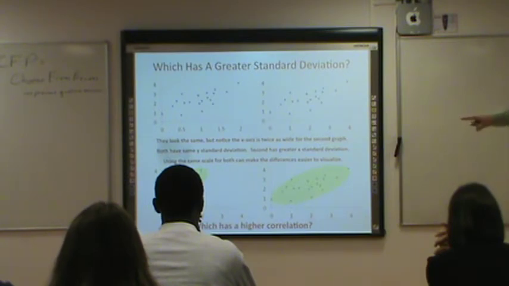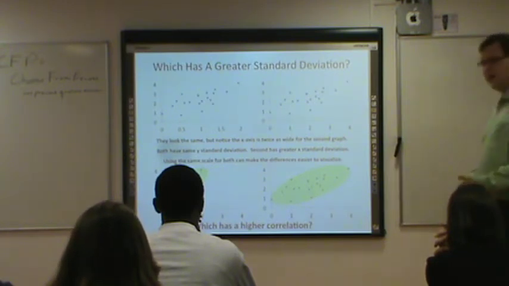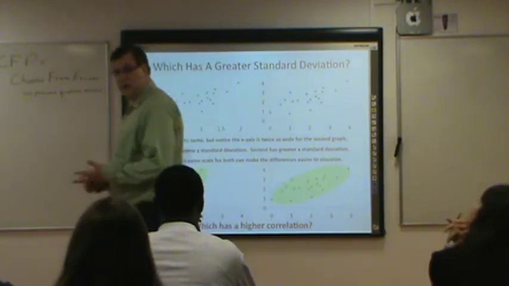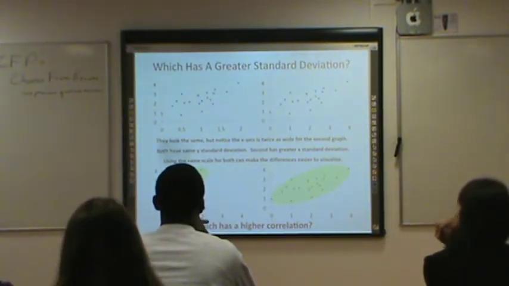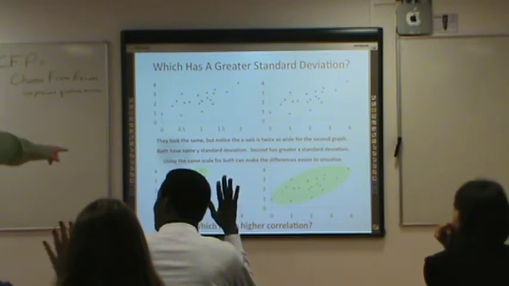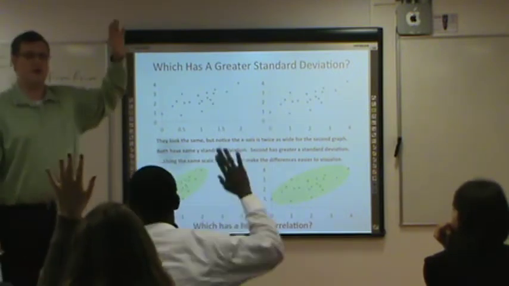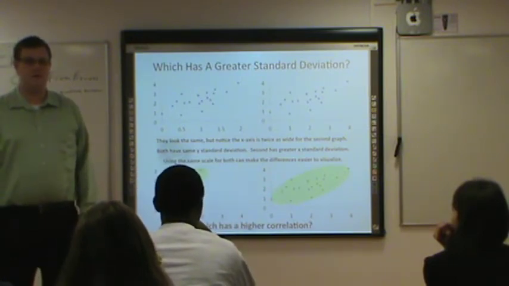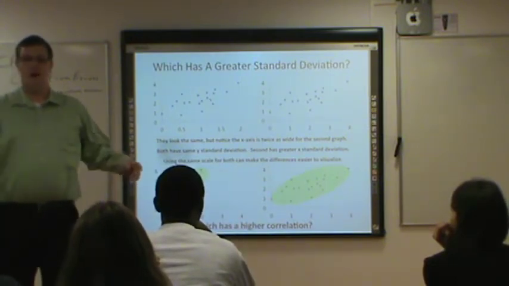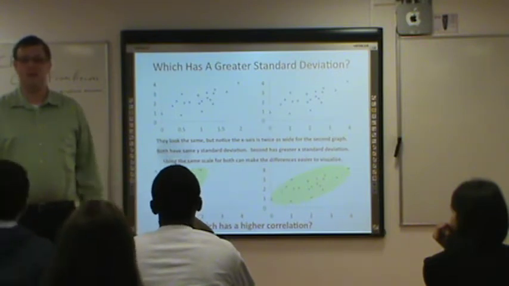So which of these two has a higher correlation? We talked about mean, standard deviation. Correlation was the third one I want to talk about. Which of those has a higher correlation? First one. The first one has a higher correlation? How many people say the first one has a higher correlation? Raise your hands higher. Okay, how many people say the second one has a higher correlation? How many people say they both have the same correlation?